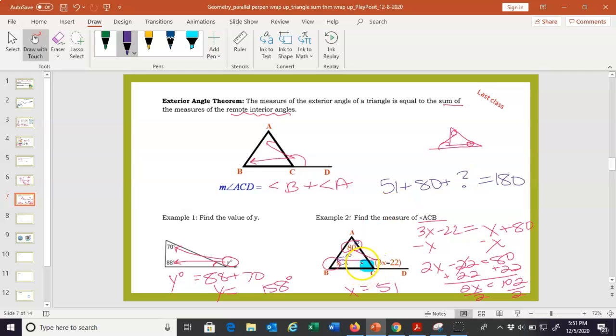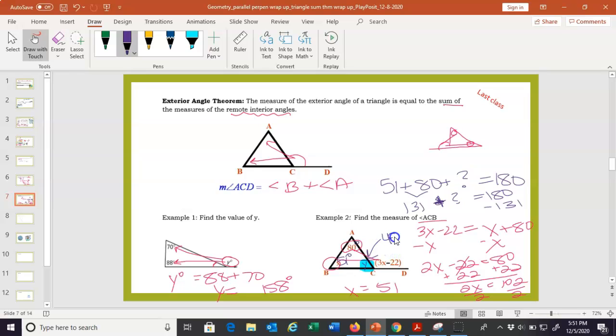That's how you can do that. We could call this y if you want to, like another variable. So let's solve for this unknown. 131 plus we don't know equals 180, and then subtract 131 from both sides. So this angle measure is, what is that?